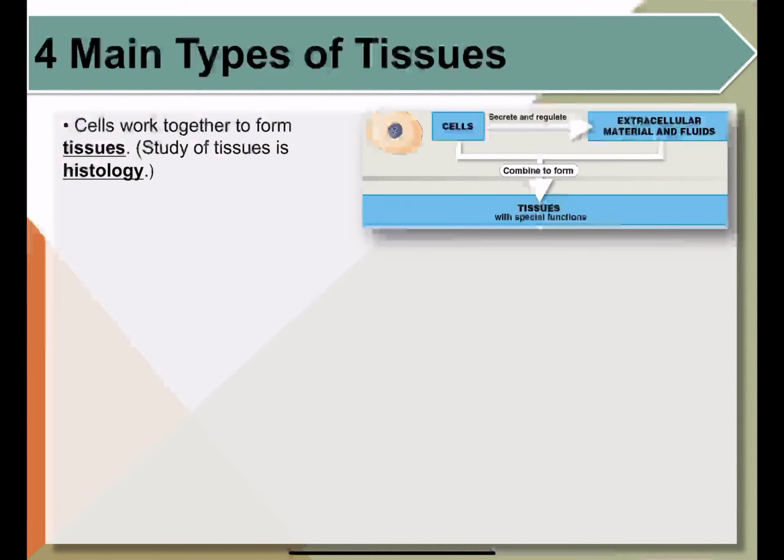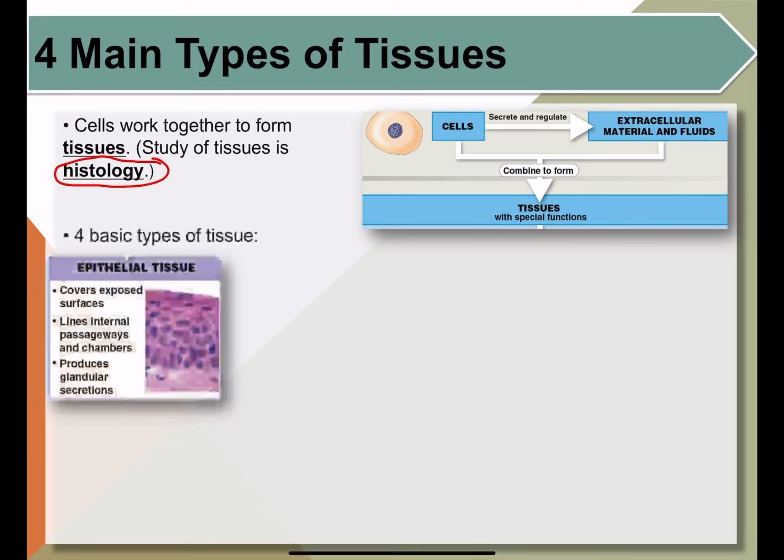Okay, remember we mentioned that cells work together to form tissues and that the study of tissues is called histology. There are 4 basic types of tissues we will talk about in this chapter. First type is called epithelial tissue, which are cells that cover and protect exposed surfaces, line internal passages or hollow spaces, and some of them even release specific types of secretions. For example, for lubrication purposes, as we have mentioned with the serous membrane in the very first chapter.